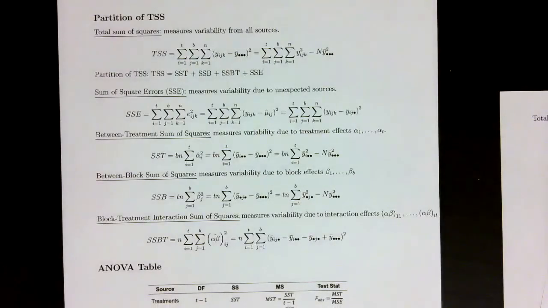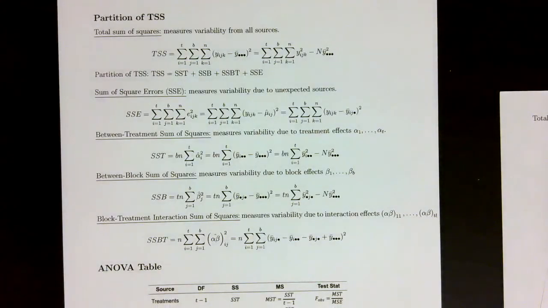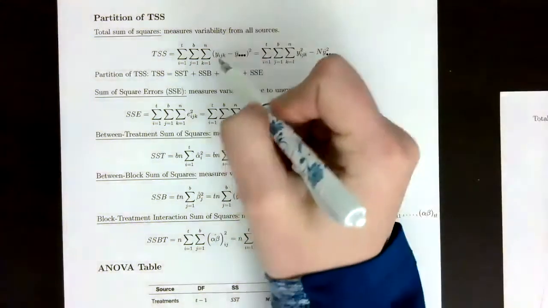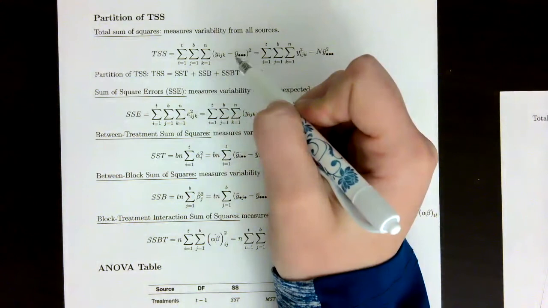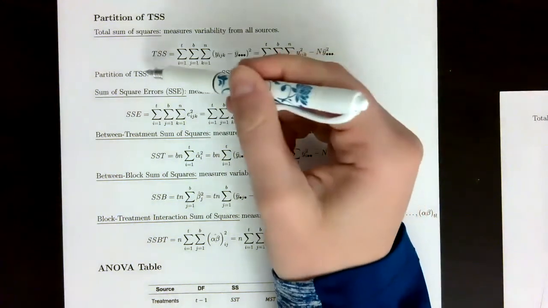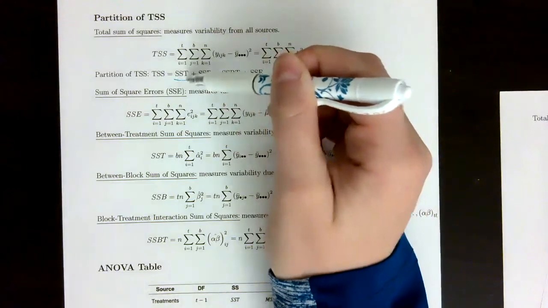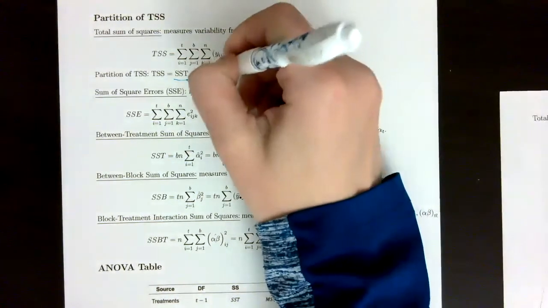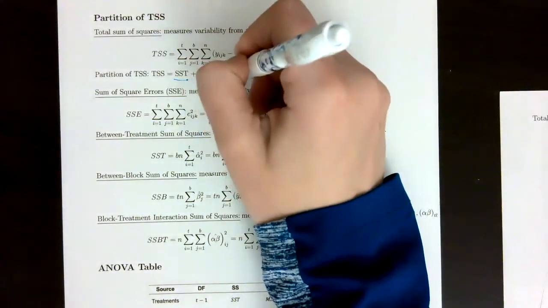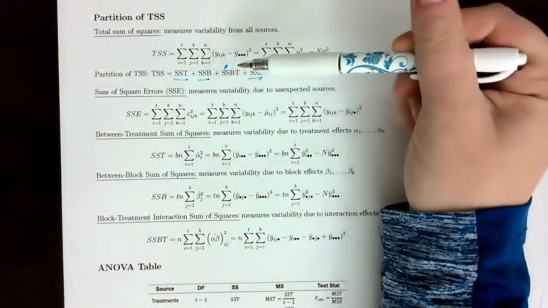It also leads us to our total sums of squares, which is going to measure the variability of all of our sources. Now, again, notice that the total sums of squares is model independent. That is, there's nothing from the model here. All we're doing is taking our observation, minusing it from our overall mean. Okay? And our sums of squares is now broken into the sums of squares treatment, sums of squares block, sums of squares error, and our new term, sums of squares between the block and treatment, or this is the interaction right here, okay?